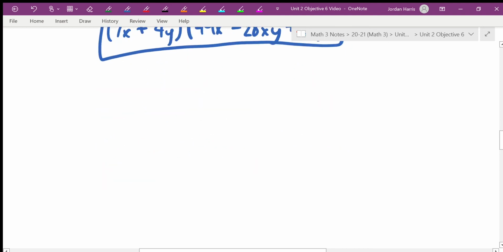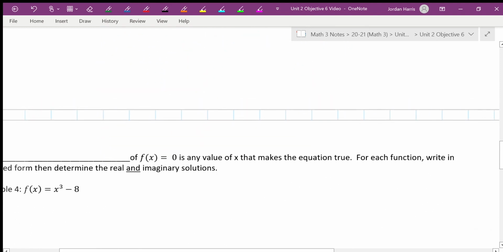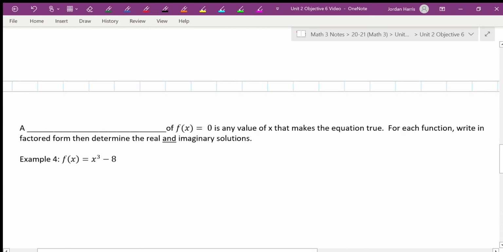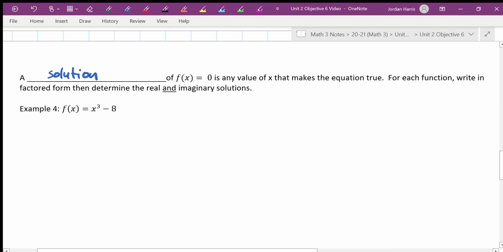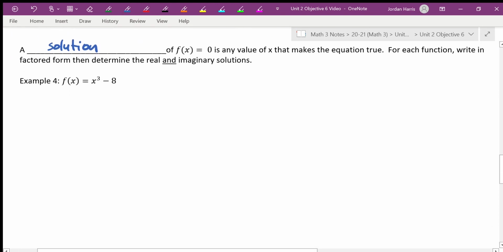Okay, obviously that is not all we're doing, because this whole chapter is about solving stuff, either equations or inequalities, so we need to be able to solve them. So a solution of f of x equals 0, remember zero product property, is any value that makes the equation true. For each function, write in factored form, then determine the real and imaginary solutions. We will always end up with imaginary and real solutions with this type of factoring.